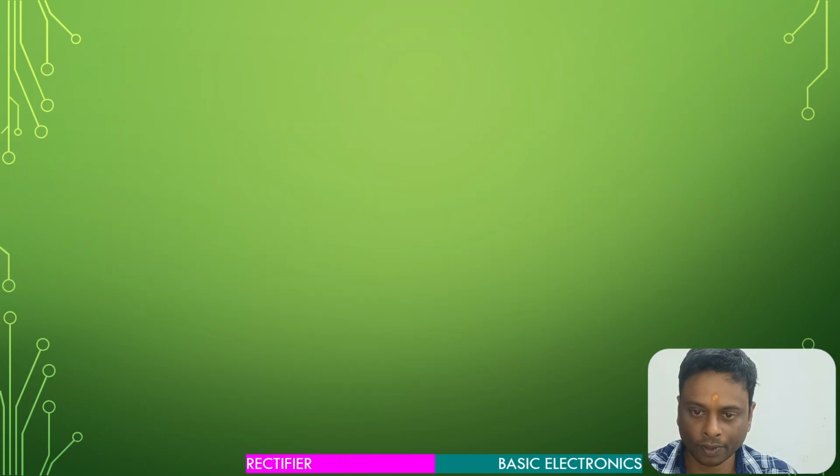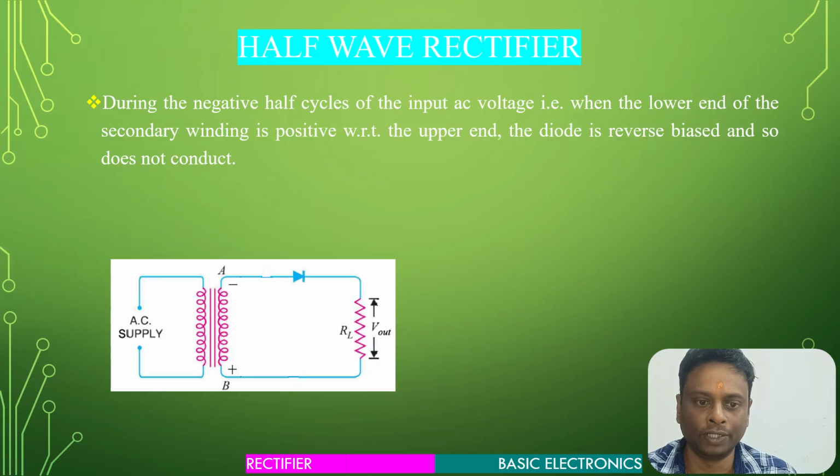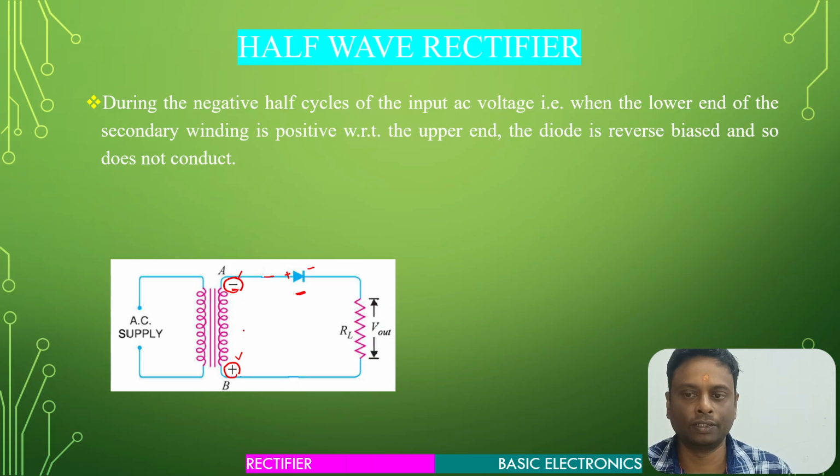Next, during the negative half of the input voltage, this end is negative. The lower end of the secondary winding is positive with respect to the upper end. So in this case, the diode, this is positive and negative, this diode is reverse biased, and it does not conduct any current.